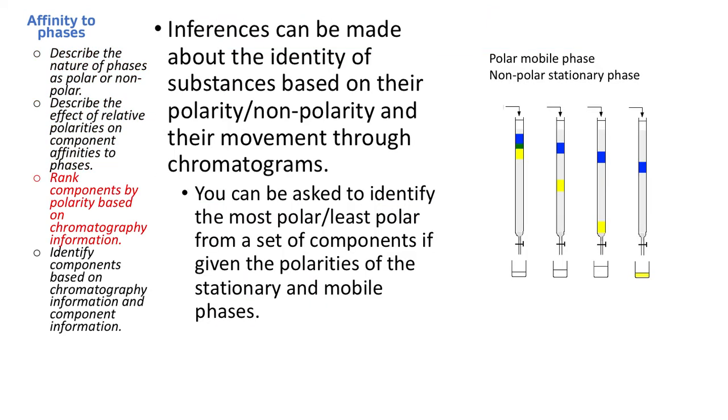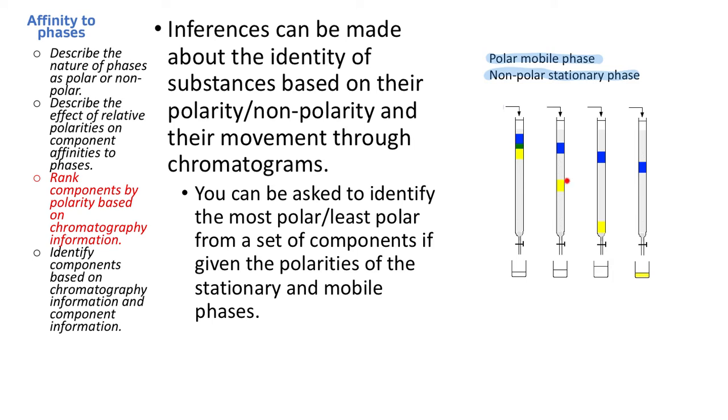Let's move on. With this idea, we can identify information about substances based on their polarity and non-polarity and their movement through chromatograms, which is the columns there. Here we have an example question where you've been given information that there is a polar mobile phase and a non-polar stationary phase. This information might be somewhere in the question. It might be quite a long question, so you have to find information about the mobile and the stationary phase. You have to read through it, make sure that you understand it, and then work out what's the mobile and stationary phase. We see here that the yellow component has moved through faster than the blue component.